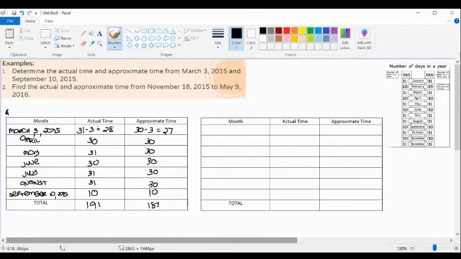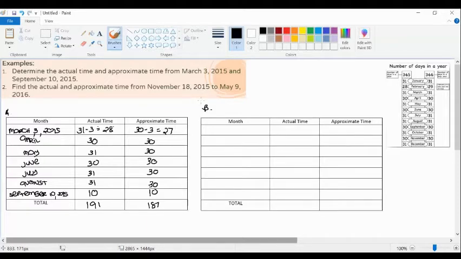While the approximate time from March 3, 2015 to September 10, 2015 is 187. Okay, let's have example number 2. Find the actual and approximate time from November 18, 2015 to May 9, 2016.